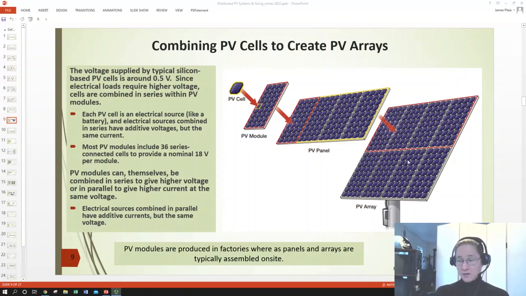And that's what's actually deployed in your yard, on a pole, on your roof, or whatever. The array is what's referred to as the entire accumulation of photovoltaic material that's producing your power. So cells to modules to panels to arrays, with increasing number of cells.